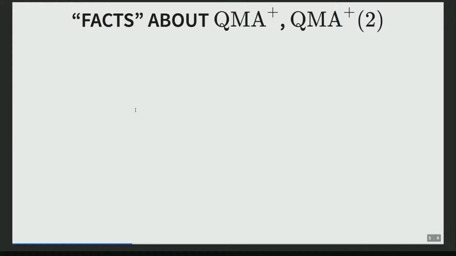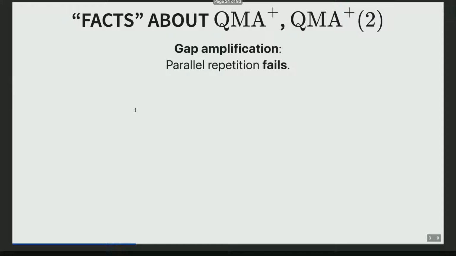Okay, so we might try to ask some of these same questions about QMA plus and QMA2 plus. So we can say, okay, what about gap amplification? Do those parameters matter? And it turns out they might. The standard thing you would do is parallel repetition. You would repeat a verifier circuit many times.